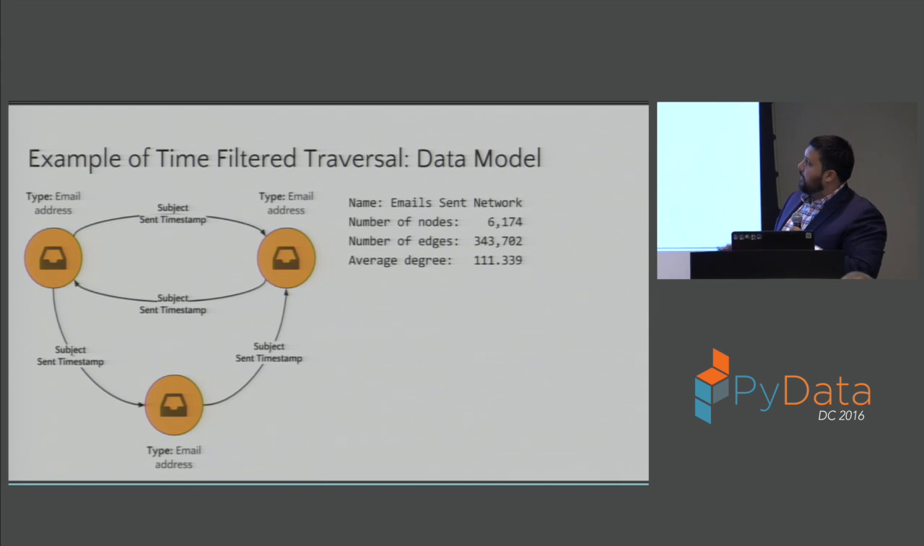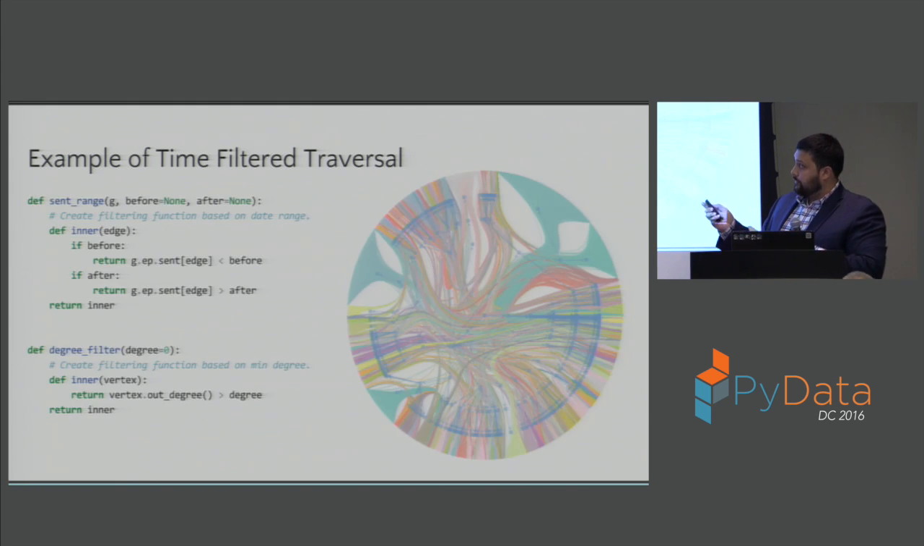So if you look at my email graph, you can see, just counting things, I have 6,174 nodes, that's unique emails in my email mbox, with 343,000 edges and an average degree, which means the number of outgoing edges, of about 111.